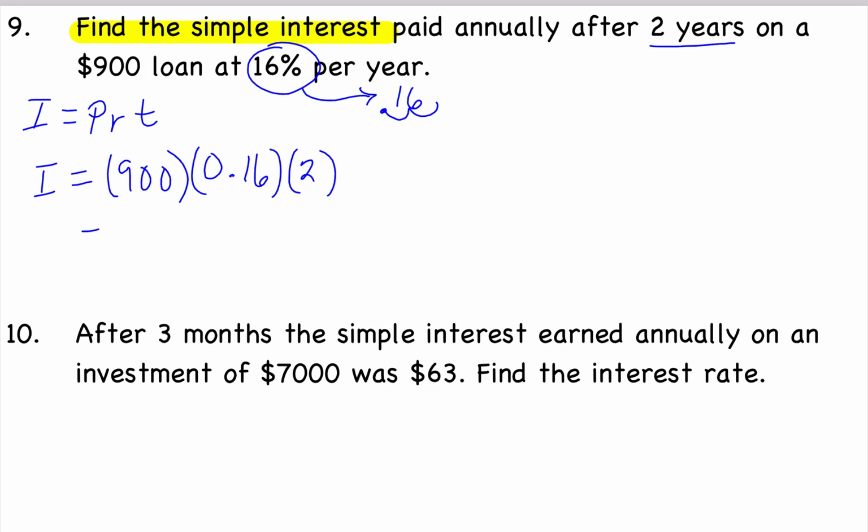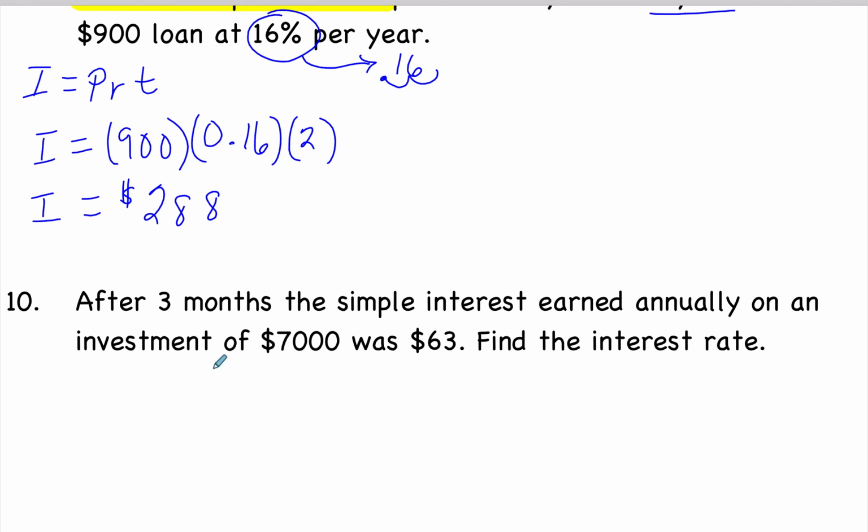And now we're just going to plug that in on our calculator. We're going to take 900 times 0.16 times 2. When you punch that in, if I did that right, I have $288. Hopefully that's right. Let me do it one more time. 900 times 0.16 times 2. It looks like that's right. Let me know if I make an error on any of these and I'll correct that.